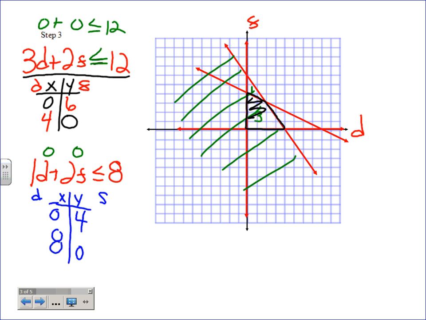And so here is our polygon. And it's a quadrilateral. And that's about all we know about it, is that it's a quadrilateral. And seeing we had 4 inequalities, that makes sense.